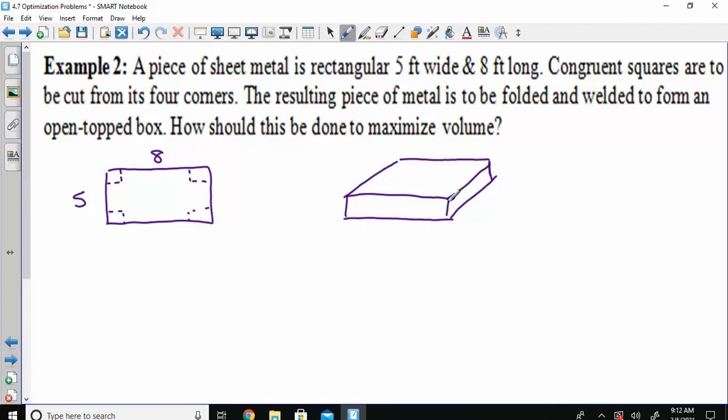How should this be done to maximize the volume? Did I tell you how big the squares were? No, but we know it's a square, so all sides are the same. So we could just say that's x. Okay, so when you make this box, this rectangle had a length of 5, but you removed x on this end and x on this end. So how long is it now? Okay. The width was 8, but I took off x here and x here.